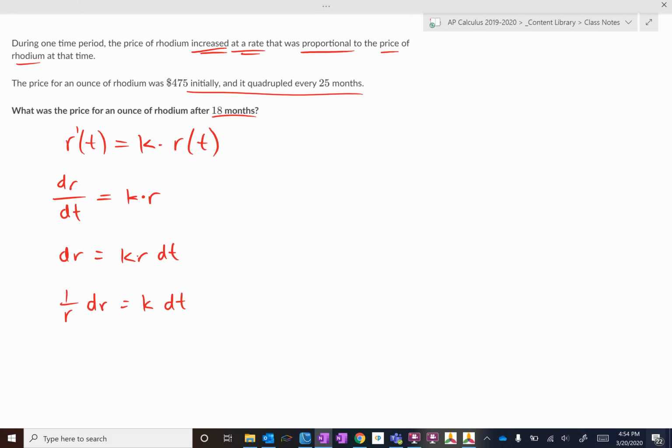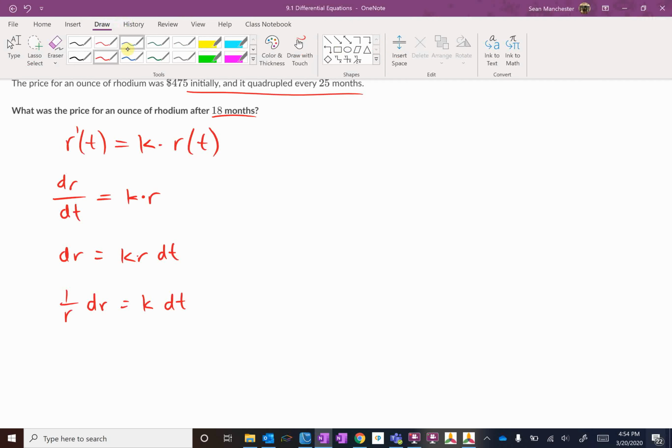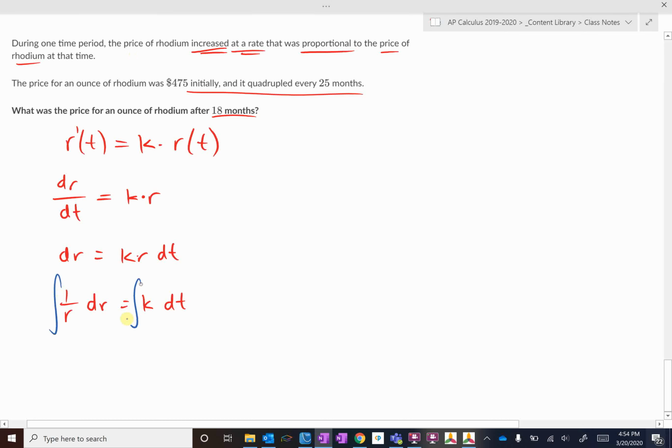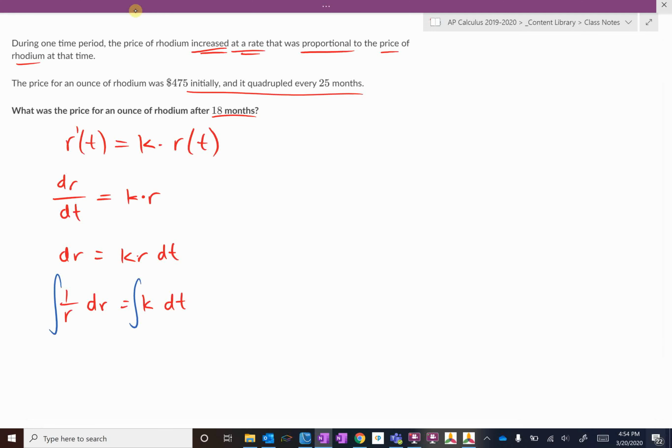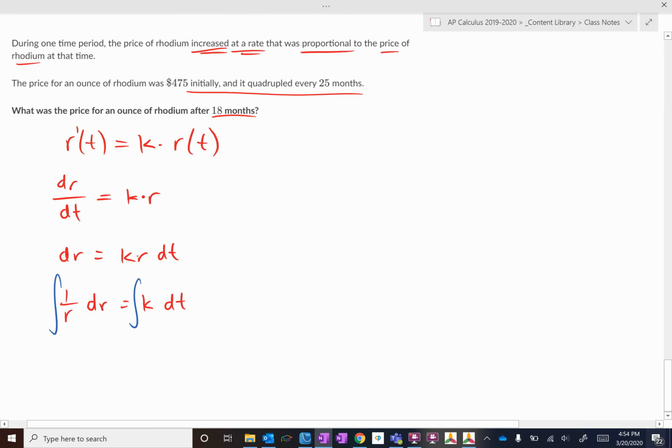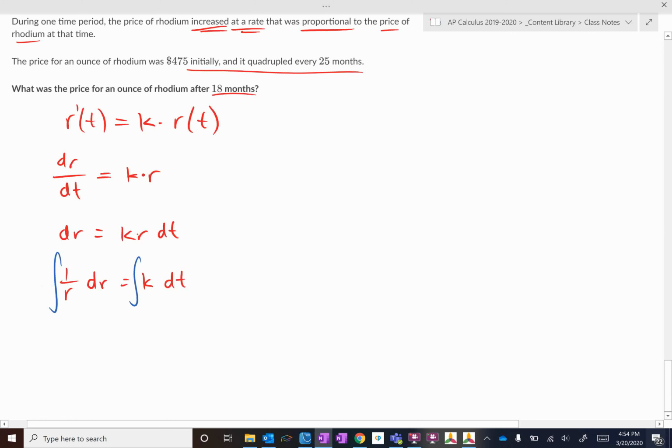So now, once we've got the variables separated, this is where we said we want to integrate both sides to undo that derivative. And if we integrate both sides, we're going to see a really familiar pattern. As you do a few of these, you'll catch on to some very consistent patterns. And yes, you can lean on them as you pick up on them. But I'm going to work through the whole problem still.